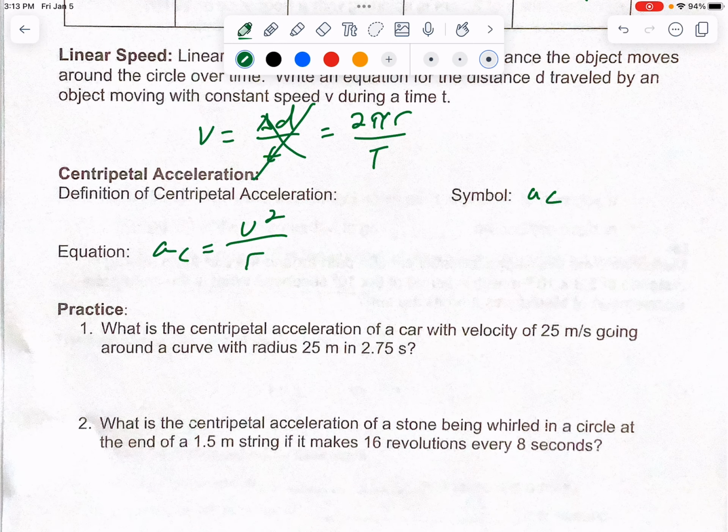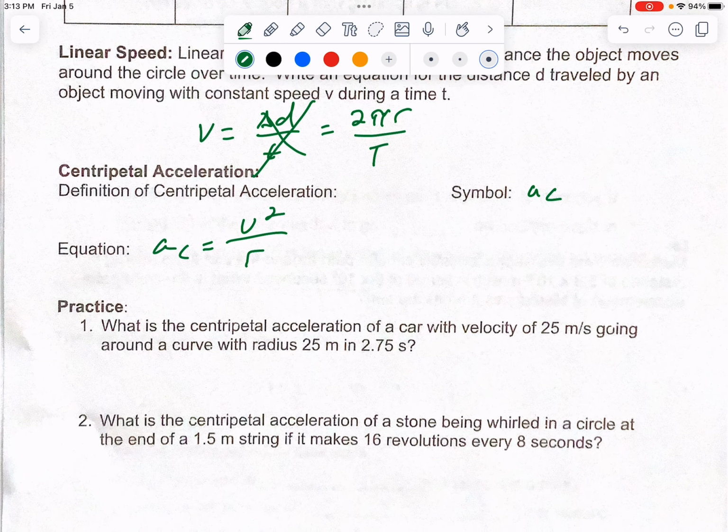So the first practice says, what is the centripetal acceleration of a car? So we're looking for a_c. With a velocity of 25 meters per second, so there's your v, going around a curve with a radius of 25 meters, so there's your radius. And I did give you a time of 2.75 seconds.